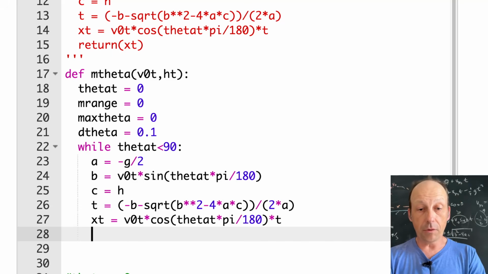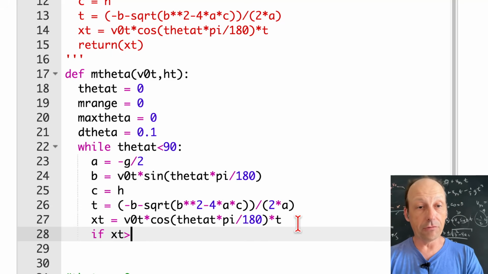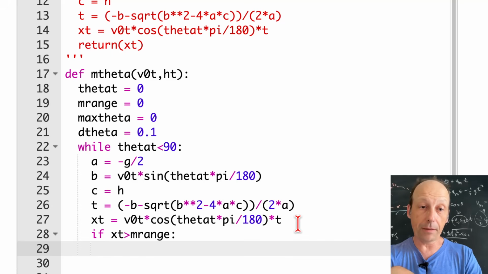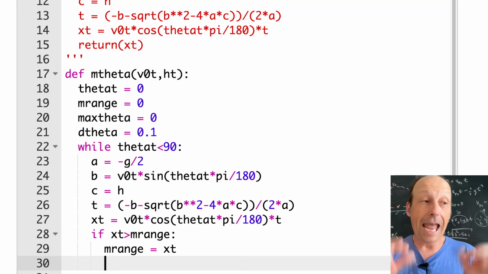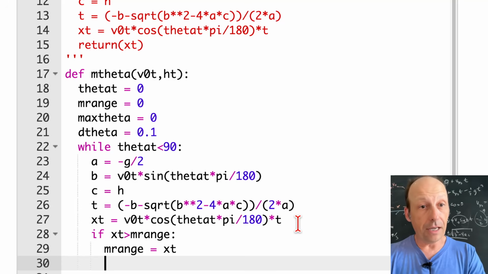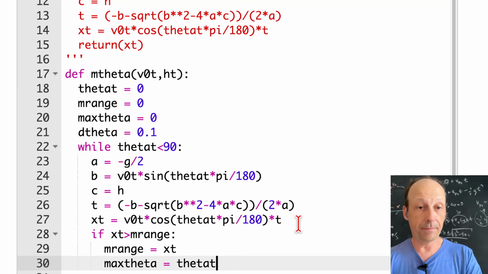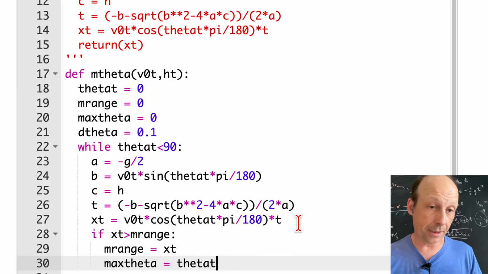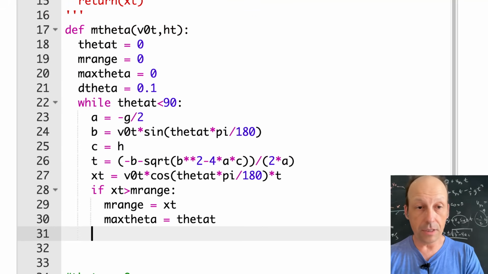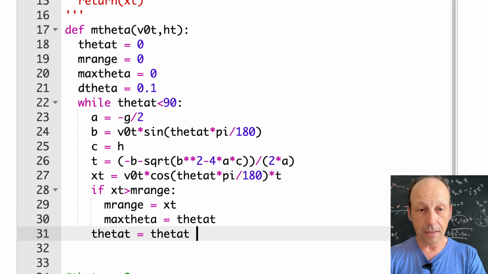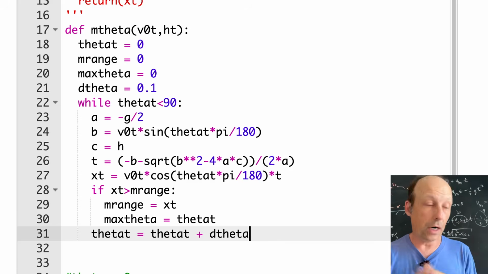at 0. So if xt is greater than m range, and if that's the case, I want to set the maximum range to xt. So m range equals xt. And I want to record that angle. So that's going to be called max theta equals theta t. If not, just keep on going. Okay. Then I do need to update my theta. Theta t equals theta t plus d theta. Whew, I think that should work.